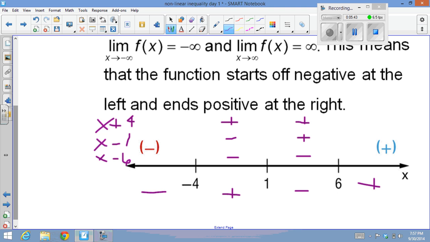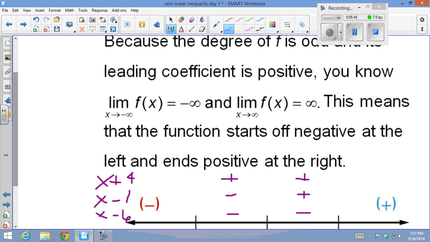I can talk about the end behavior. Since this is an odd degree and it is a positive leading coefficient, I know that as x goes to negative infinity, my graph is going to go down. So that tells me it's going to be negative. And since I know that as x goes to positive infinity, y is going to go to positive infinity, that tells me it's going to go up. So that tells me it's going to be positive there. So I really don't need to substitute values into my table when I talk about the end behavior.